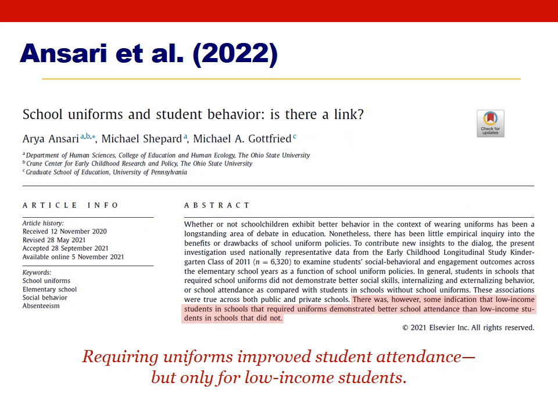Here's the actual results of the study that this example is based on. Look at the last line of their abstract. What they say was that they found some indication that low-income students in schools that required uniforms demonstrated better school attendance than low-income students in schools that did not. So their goal in studying this was to see if overall wearing a uniform improved attendance. What they found was that the effect of wearing a uniform was a little more complicated than that. Wearing a uniform did improve students' attendance, but only in low SES schools, not in high SES schools.